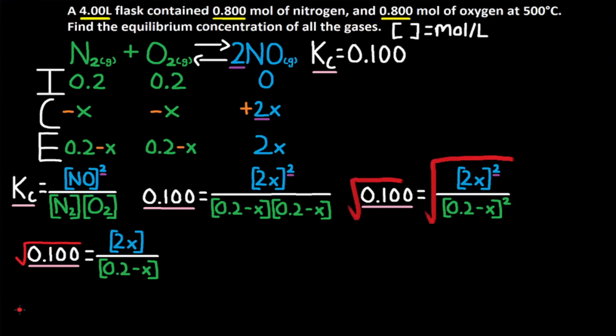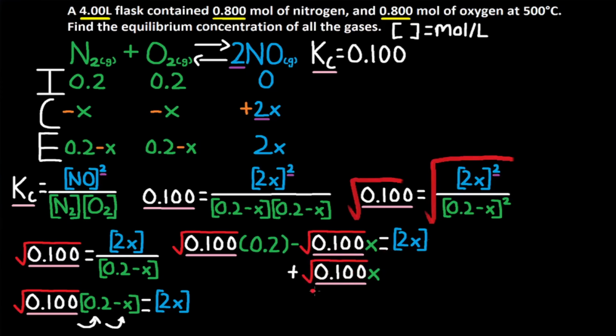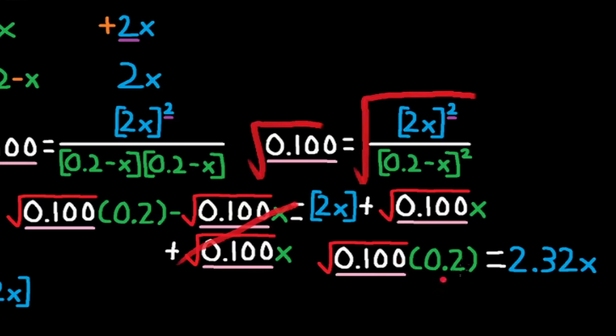And what that does is we get the square root of 0.100 multiplied by (0.2 minus x) is equal to 2x. Square root of 0.100 is going to get FOILed into 0.2 and minus x. And when we do this, we get square root of 0.100 multiplied by 0.2 minus square root of 0.100 x is equal to 2x. We want to move the x to the other side, so we need to add square root of 0.100 x to this side. Whatever you do to one side, we have to do to the other side. So 2x plus square root of 0.100 x. And you should see that we have negative square root of 0.100 x plus square root of 0.100 x, and this will cancel out. After doing this, we are left with the square root of 0.100 multiplied by 0.2 is equal to 2.32x. We got this by combining like terms.